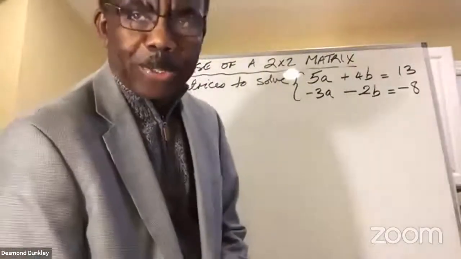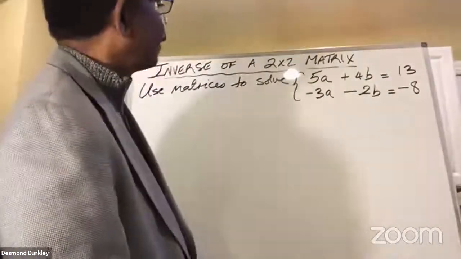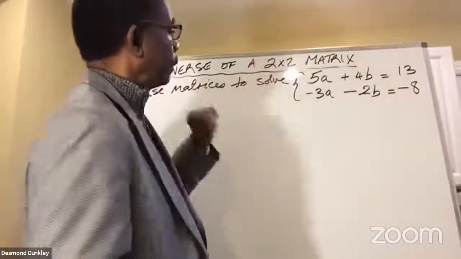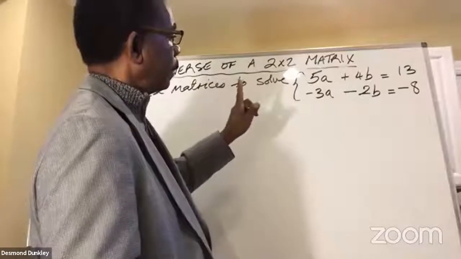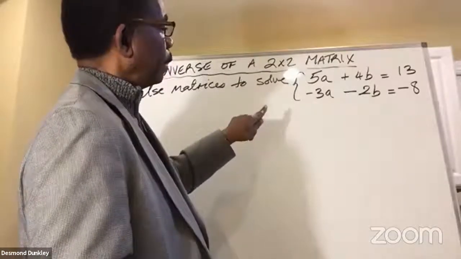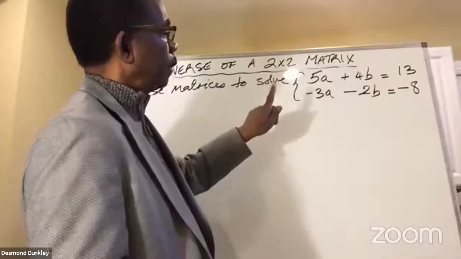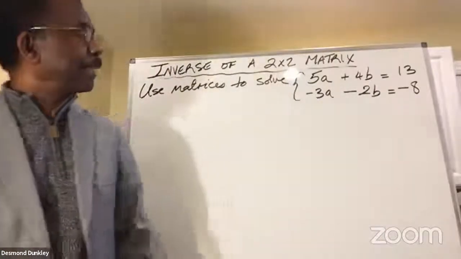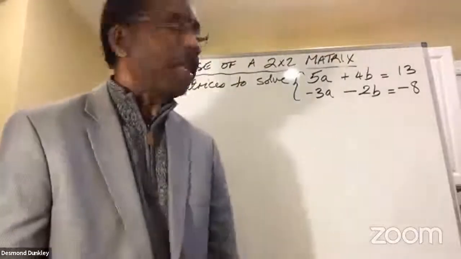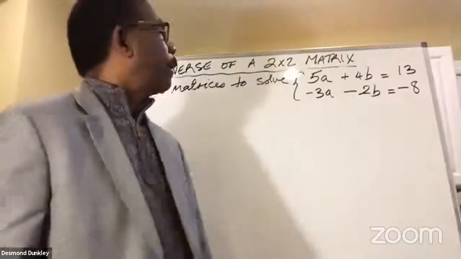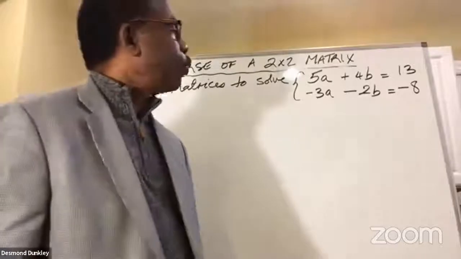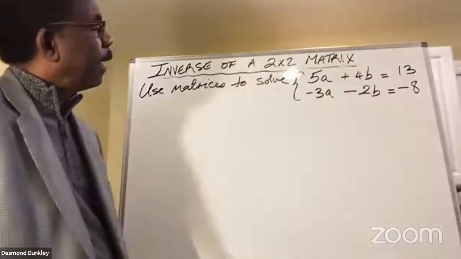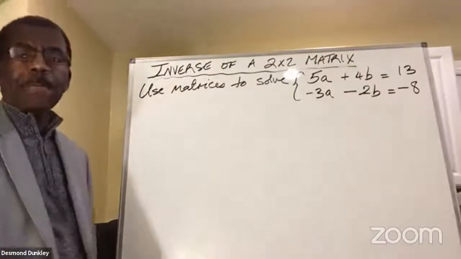Okay, let me check to make sure that the numbers work properly. Yes, let's do it. 5a plus 4b equal to 13. Negative 3a minus 2b equal to negative 8. Okay, let's see what happens.